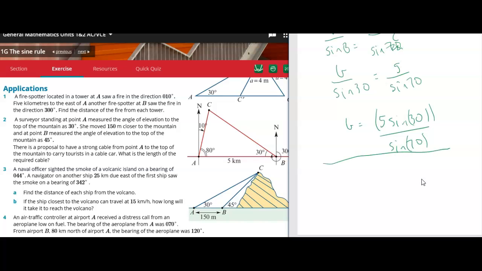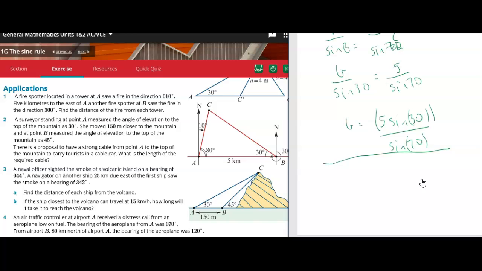All right, question 2, a surveyor standing at point A. So this question relates to this diagram here. I'm just looking at the textbook. So here's our diagram here. A surveyor standing at point A measured the angle of elevation to the top of the mountain as 30. So 30 is there, fabulous. She moved 150 meters closer, to point B, and measured the angle of elevation to the top of the mountain as 45.